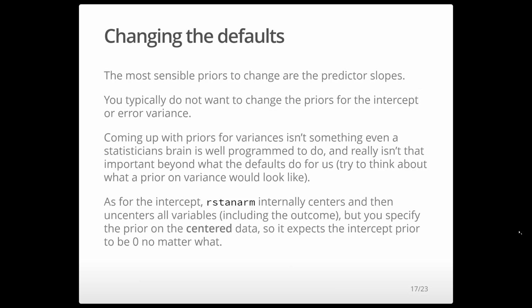But when you specify the prior, it's on the centered version of the data. So it really expects the average value for the outcome to be 0 no matter what. So you usually want to set the prior as 0. It still outputs it in the original unit, so it uncenters everything after the fact. But when you're setting the prior, it's on a centered version of the data. So the prior for the intercept should always be 0. You might change the uncertainty a little bit by changing the standard deviation, but you should probably never set a prior for the intercept that's not really 0 in span.